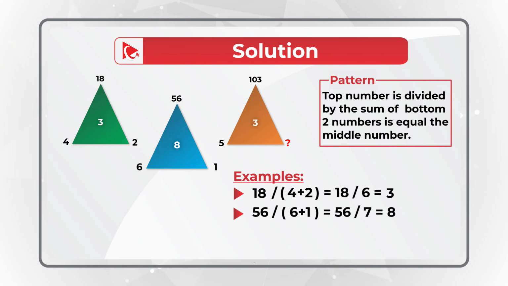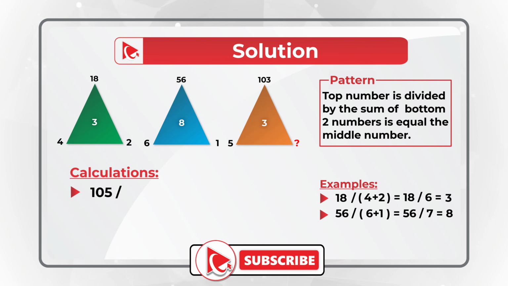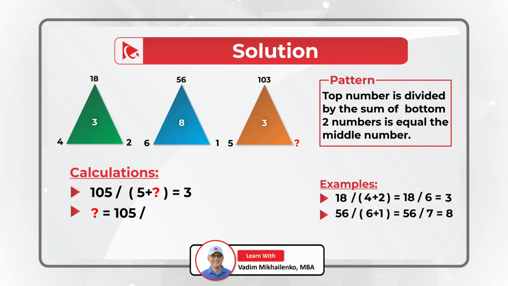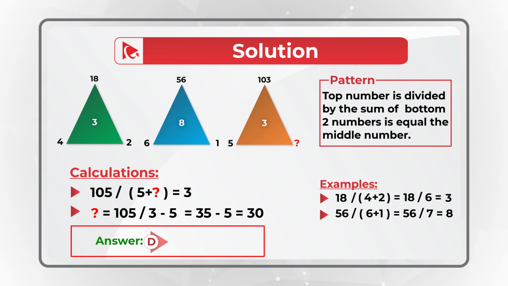So to calculate the missing number, we need to build an equation. 105 divided by 5 plus the missing number equals 3. To calculate the missing number, we need to divide 105 by 3 and subtract 5. 35 minus 5 equals 30. So the answer is choice D, 30.